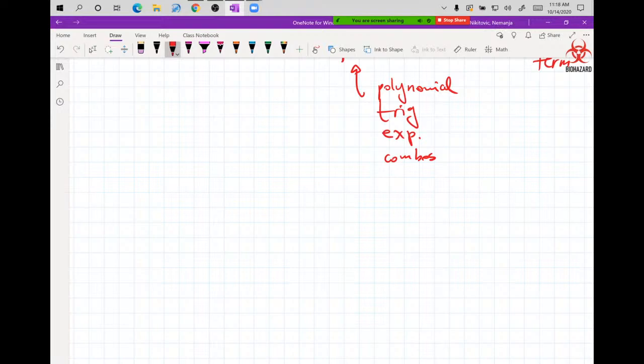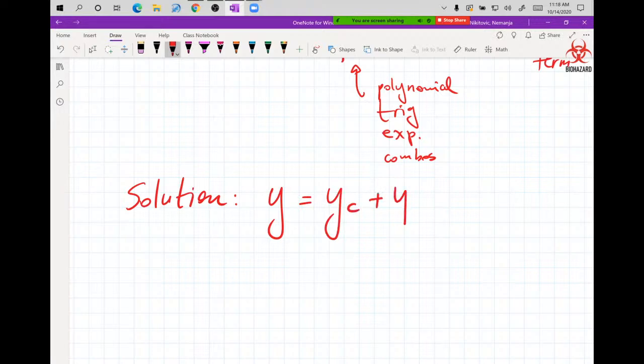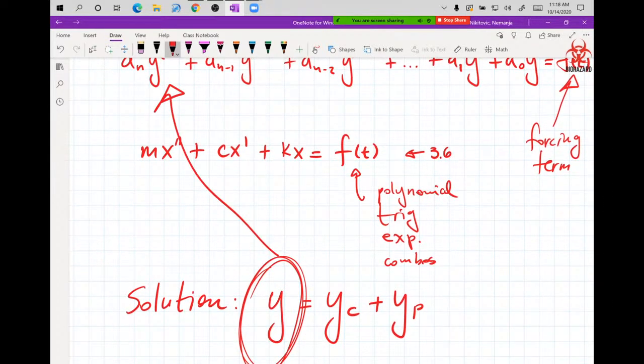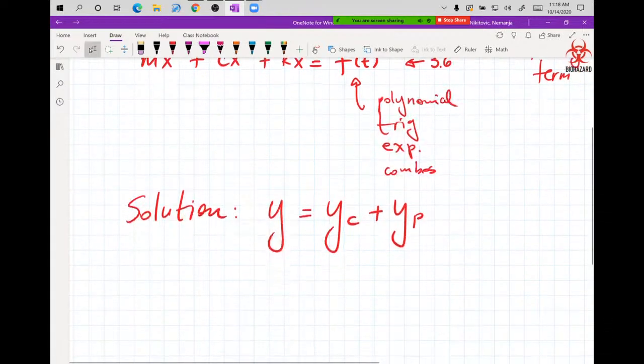So the solution now is going to be given by y equals yc plus yp. And we have to now get the terminology straight, because this p is going to stand for particular, but it's not going to be the particular solution like last time. It's going to mean something different, which is terrible, but such is life. Deal with it. So our solution y for our differential equation over here will have the complementary solution.